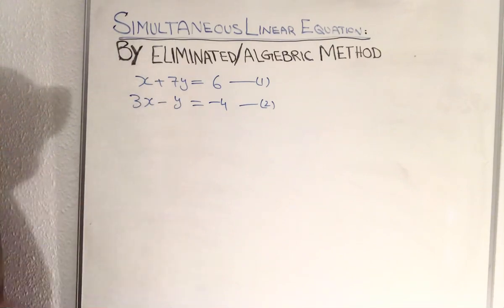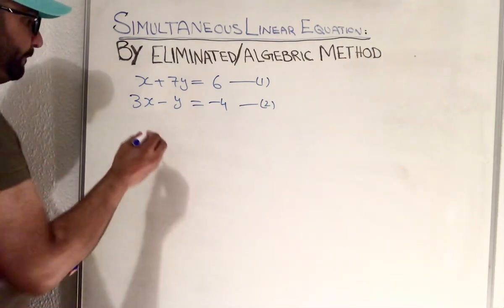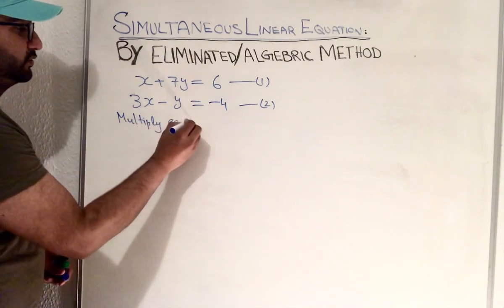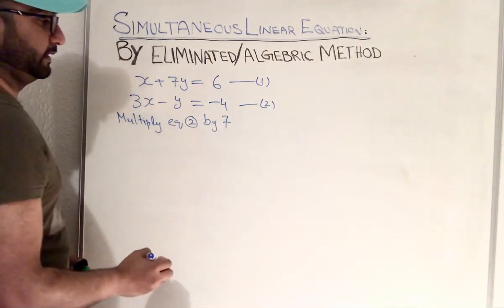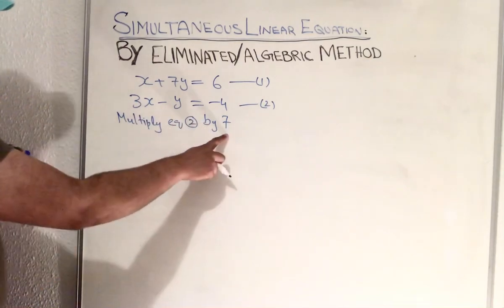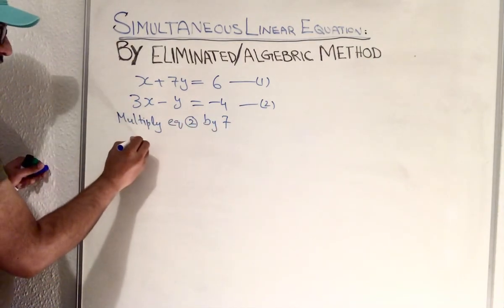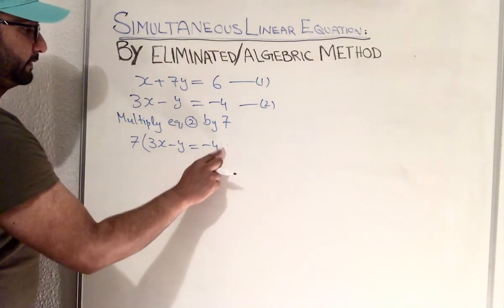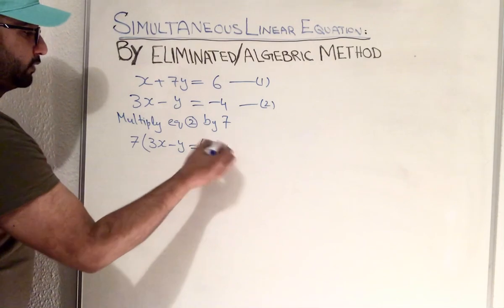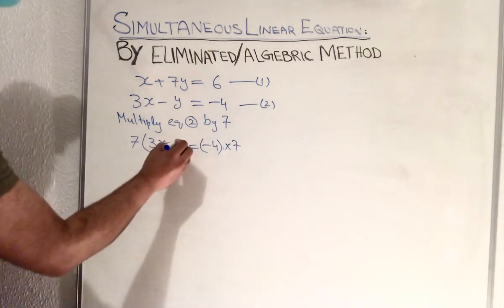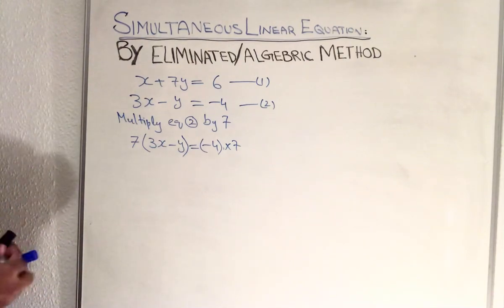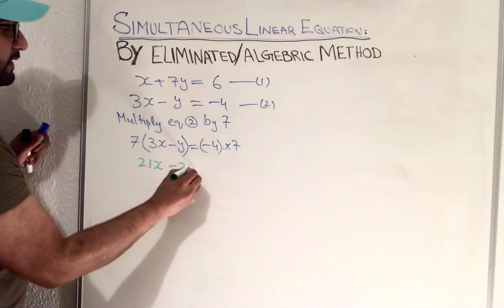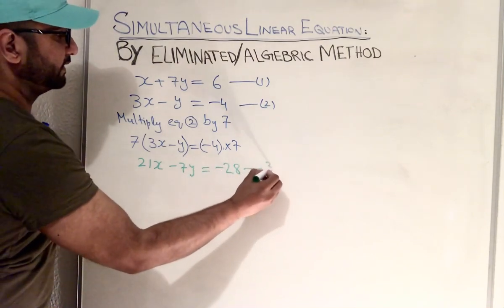to make it 7y. So which operation do we use? We will multiply equation 2 by 7, and then we will get the third equation. First, we multiply by 7: 7 times 3x minus y equals minus 4. On both sides you multiply, so write down both sides. When you multiply, you get the third equation: 21x minus 7y equals minus 28. And that becomes equation three.